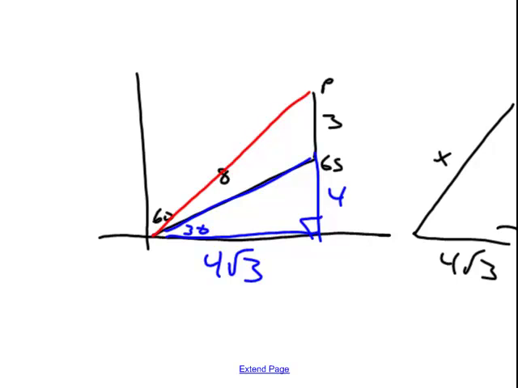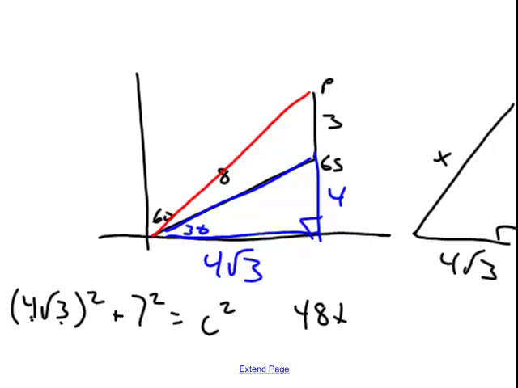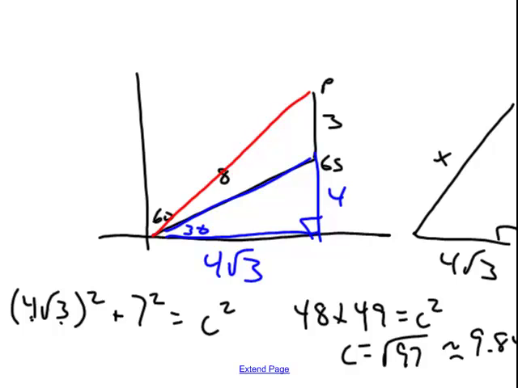I want to find the distance here. I've got another right triangle, so I can say 4 root 3 squared plus 7 squared is equal to c squared. Well, 4 root 3 squared, remember I do 4 times 4 times 3, 16 times 3 is 48. And of course 7 squared is 49, is equal to c squared. So c squared is equal to 97. C is equal to the square root of 97, which is approximately 9.849 miles. A little bit less than 10 miles from her house to the grocery store.